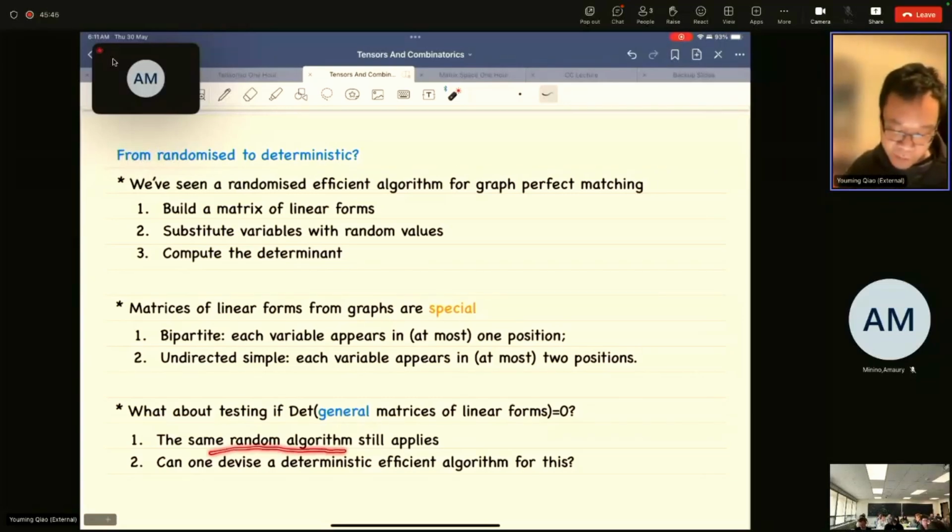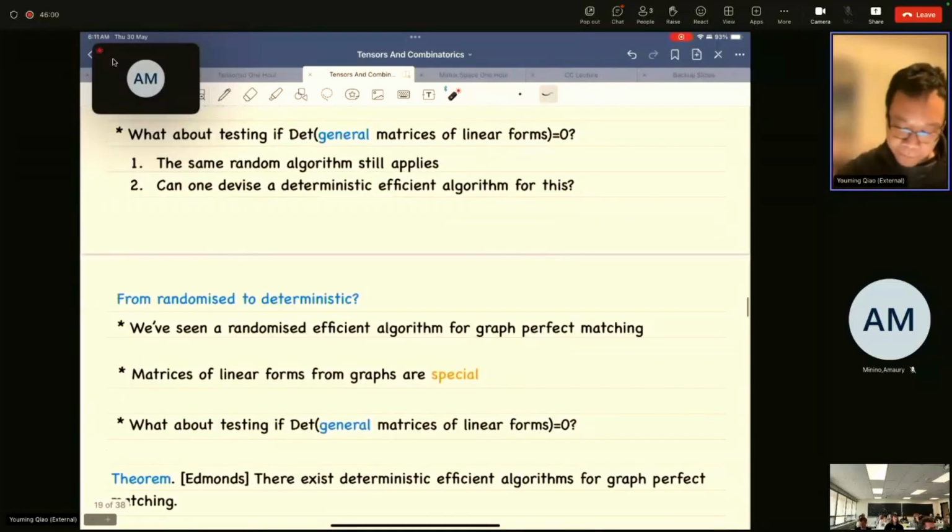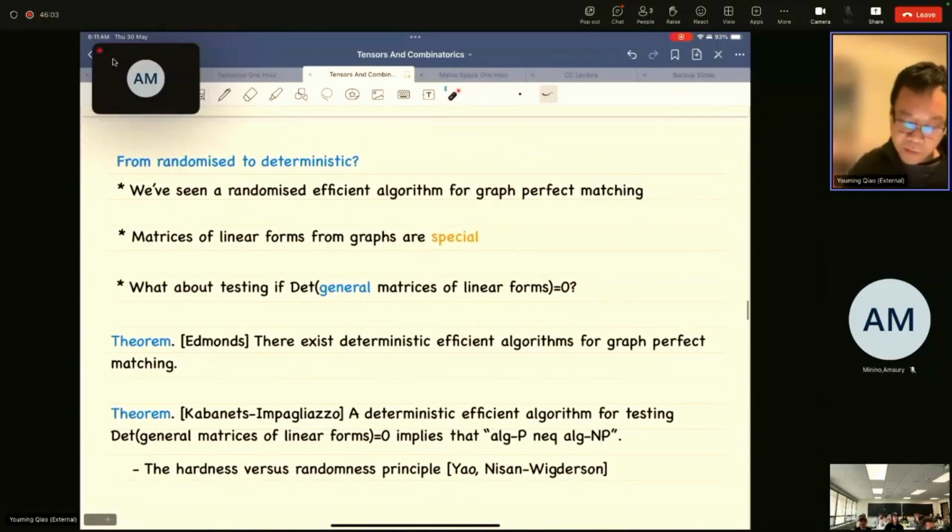So the same randomized algorithm still applies, but can one devise a deterministic efficient algorithm for this? That's a very big question. So what do we know about testing if the determinant of general matrices of linear forms is identically zero or not? And first we go back to the graph setting, right?